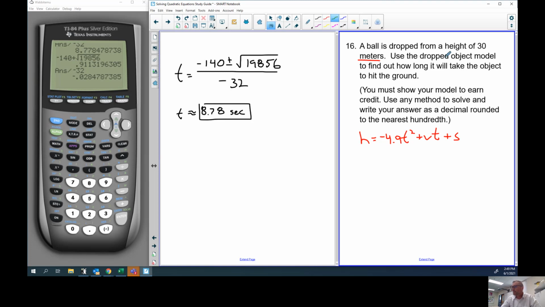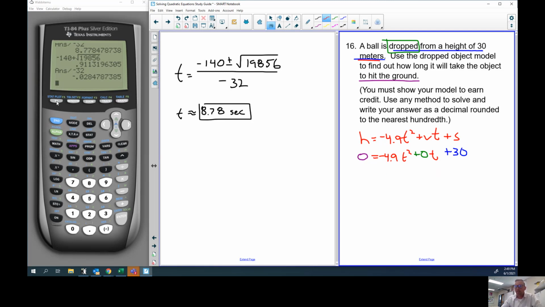So what's our starting height? Dropped from a height of 30 meters. Okay, so plus 30 right here. And what's our initial velocity? Well, it's dropped. Okay, that means the initial velocity is 0. So this is the equation we need to solve this time. And again, we're trying to find when it hits the ground, 0. All right, so this is our model, negative 4.9 t squared plus 0t plus 30.